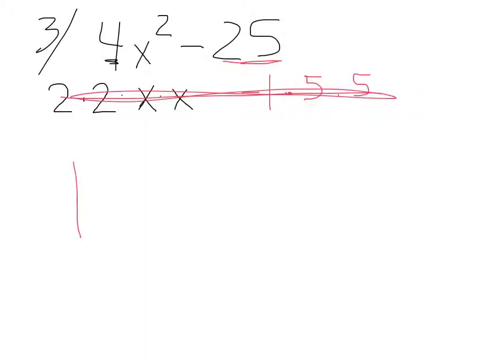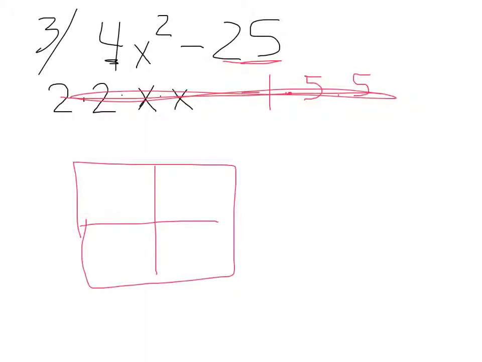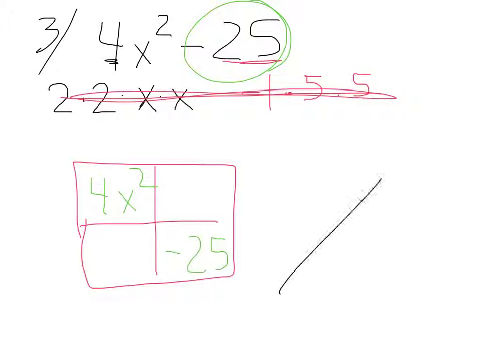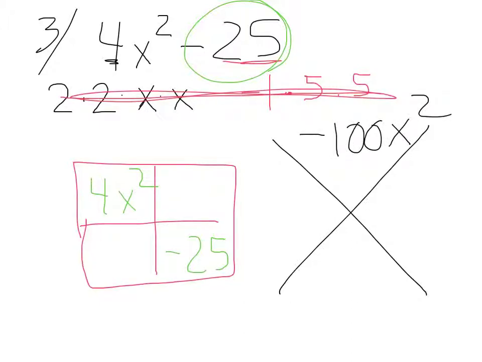Generic rectangle. There you go. So there you got 4x squared, and your constant goes right here. So let's go ahead and do the x factor. All right, what's your middle term? There's nothing with the x. So this is what? There you go, 0.